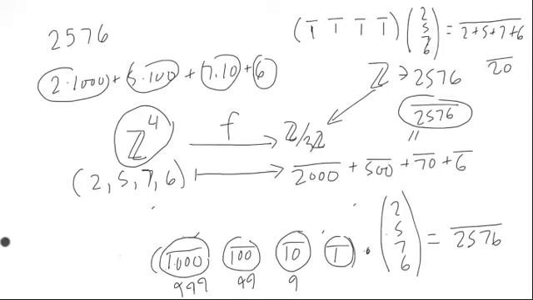So it'd be 2,577 is therefore a multiple of 3.